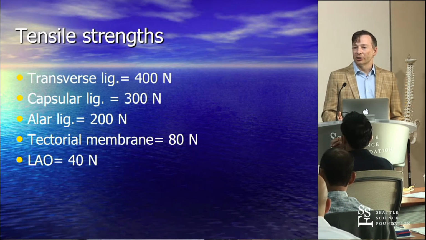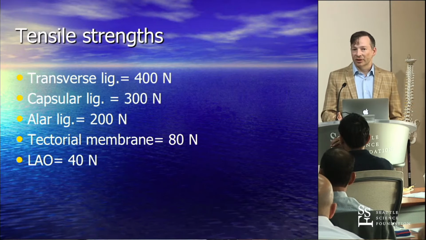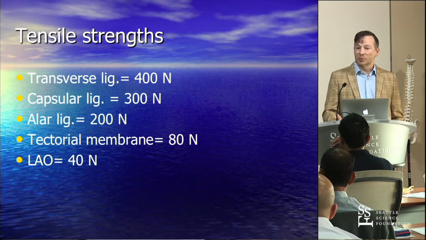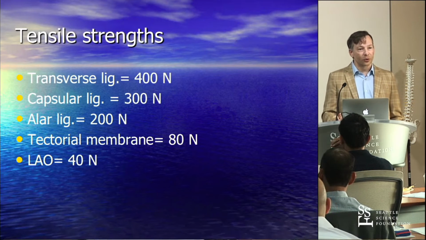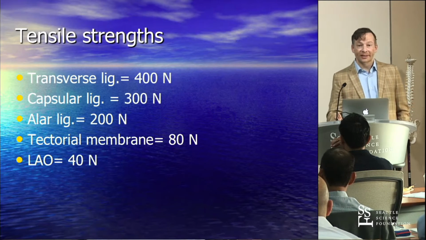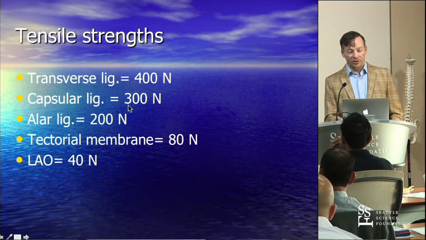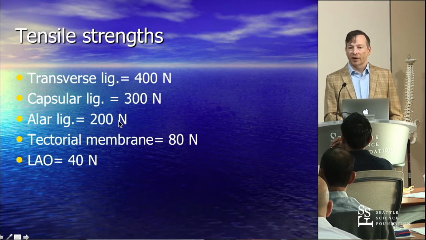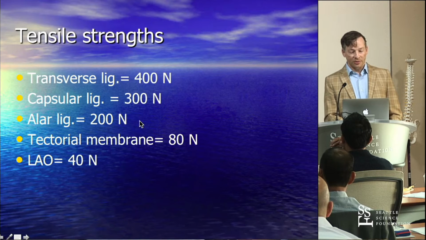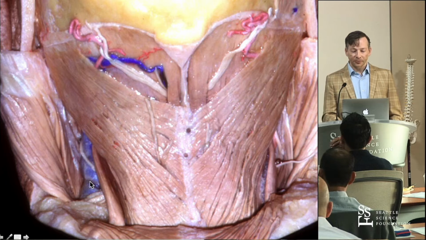This is a nutshell of importance factors for these ligaments. The transverse ligament obviously is the strongest. Capsular ligaments people forget about, but these are also equally important. So taking off the capsule with surgical dissection is not a good idea if you can get away from doing that. Alar ligaments, this is comparable to our findings recently. They're about 200 newtons, and then the others have smaller amounts of contribution.